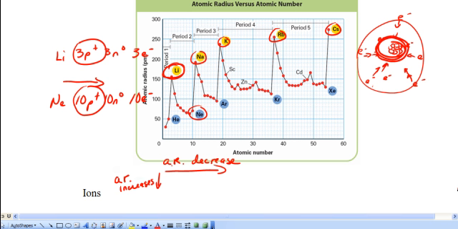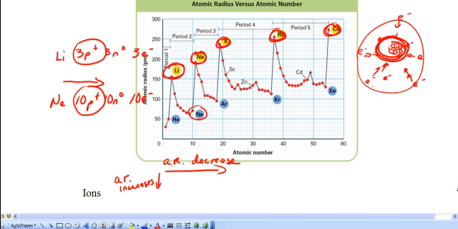Lithium has the second energy level. Sodium starts the third energy level, and by definition, that third energy level is further away from the nucleus than the second energy level. Potassium starts the fourth energy level, rubidium starts the fifth, and cesium starts the sixth energy level. The electrons are being pushed out further and further away because the energy levels are further away. It has nothing to do with the amount of material that's there. It has to do with the energy levels and where the electrons are located.